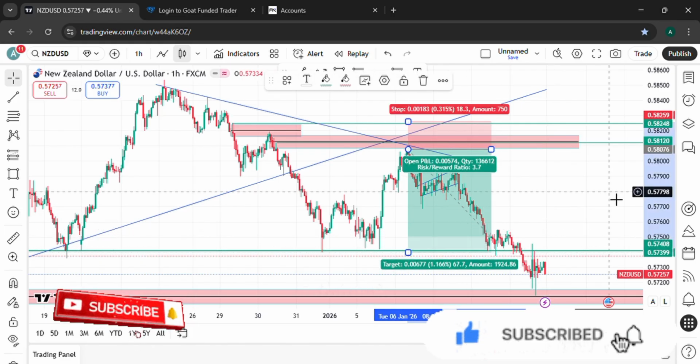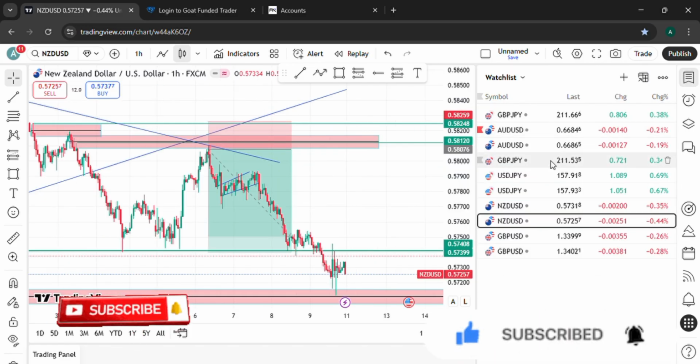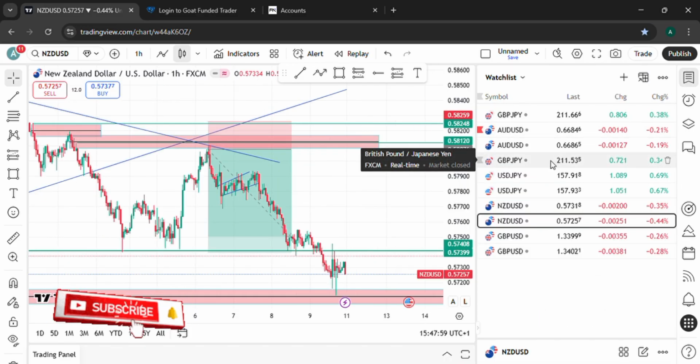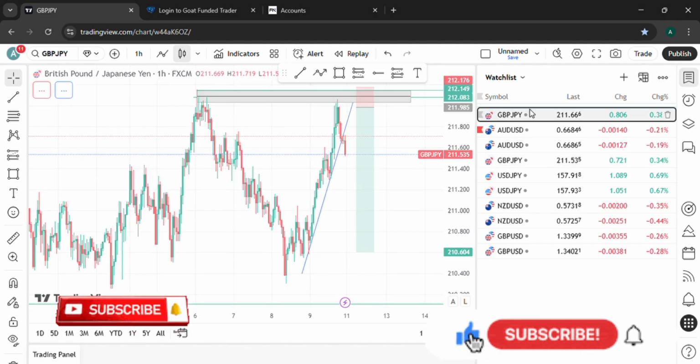So heading to the next, that same Wednesday, I got a trade on GBP. I got a trade on GBP. This is it here.